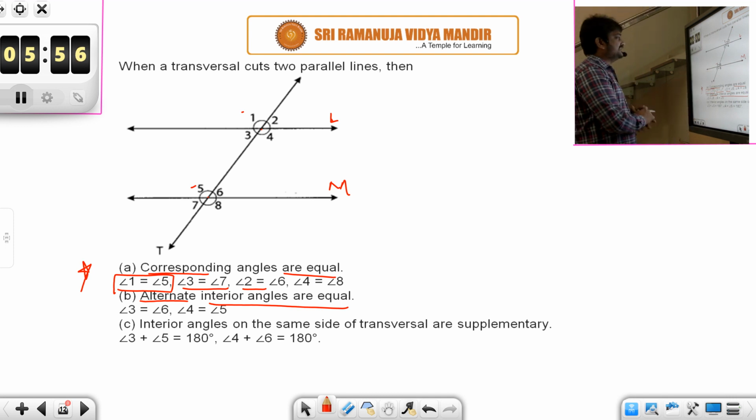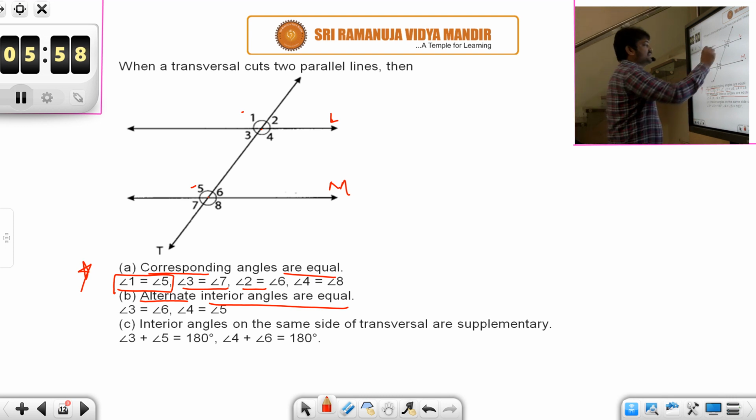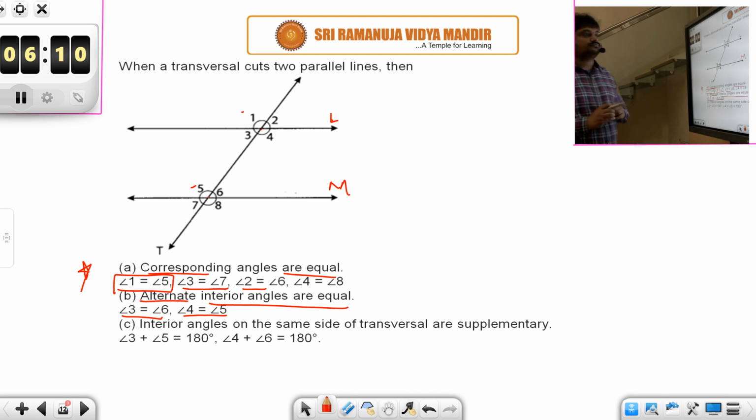Okay, alternate interior angles. What are alternate interior angle pairs? 3 and 6, and 4 and 5. And alternate interior angle pairs will always be equal. You need to remember these as well. Angle 3 is equal to angle 6 and angle 4 is equal to angle 5. Okay, corresponding angles will always be equal. Alternate interior angles will always be equal.